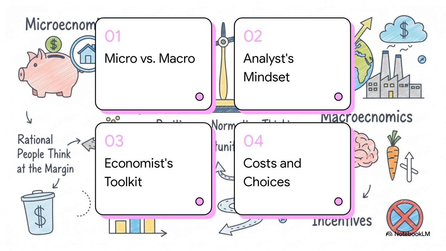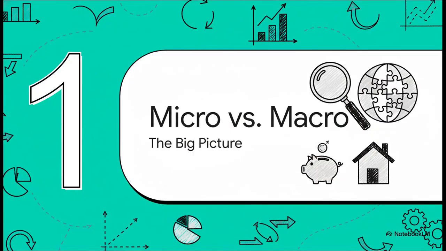Here's the game plan. First up, we'll tackle the big picture. What's the difference between micro and macroeconomics? Then, we're going to get into the right mindset for an analyst, learning how to separate what is from what should be. After that, we'll open up the Economist Toolkit and check out the core principles that guide all of their thinking. And finally, we'll see how all this theory actually works in the real world when we look at costs and choices. Okay, let's start with that big picture.